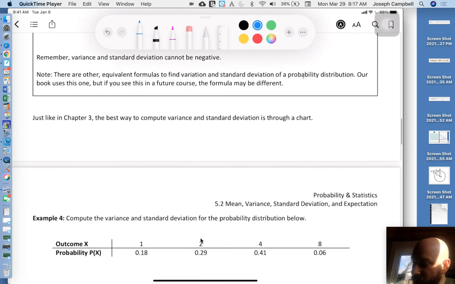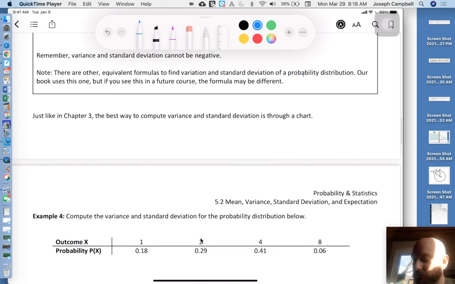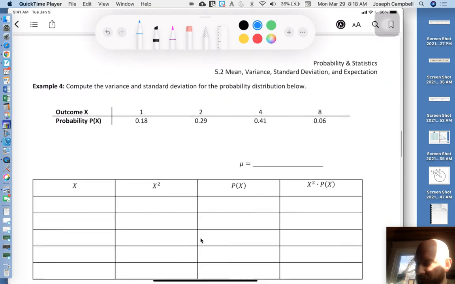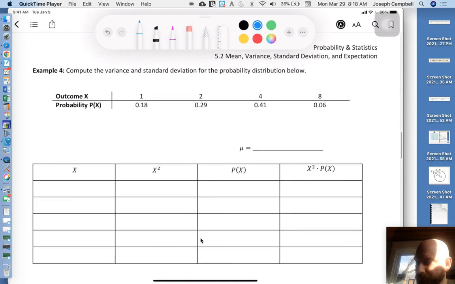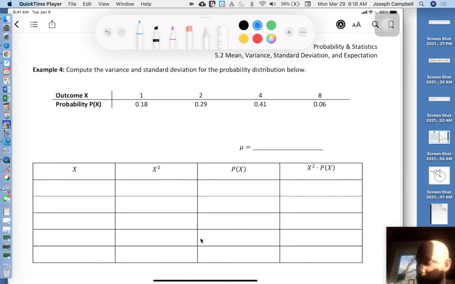All right, so best way to compute the variance is through the use of a chart. I would actually disagree. I think we have to create a chart in the calculator as well, but we will use the calculator to do this variance stuff after we do it a couple times by hand. Okay. All right, so compute the variance and standard deviation for the probability distribution below. Our values of x are 1, 2, I'm sorry, 1, 2, 4, and 8.